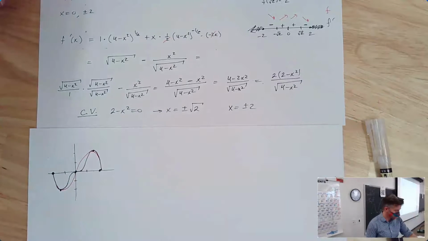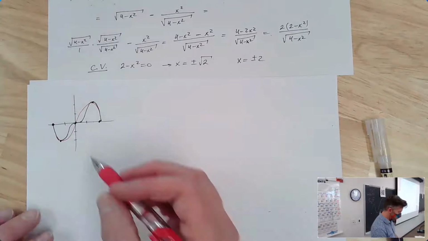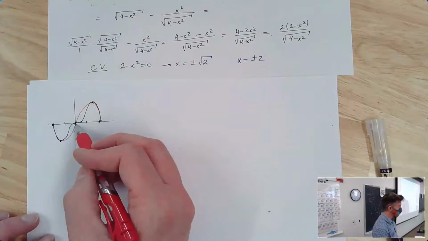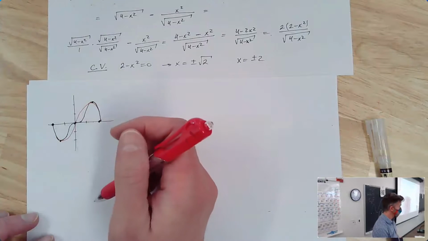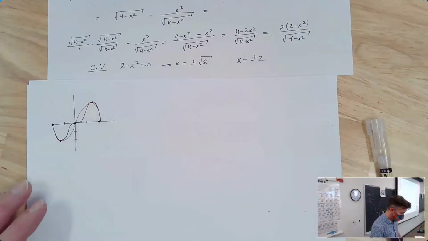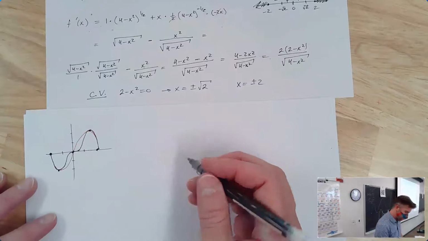And so if I was guessing what's going to happen with the second derivative, I'm guessing it's going to be concave up from -2 to 0 and concave down from 0 to 2. Let's find out.